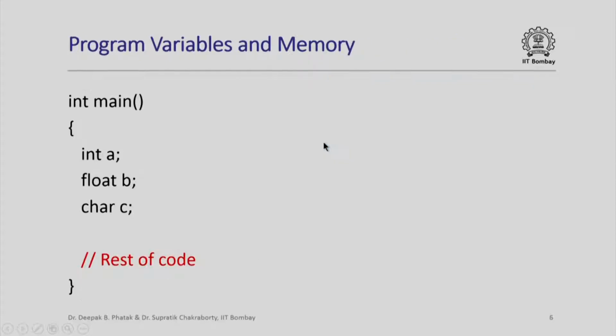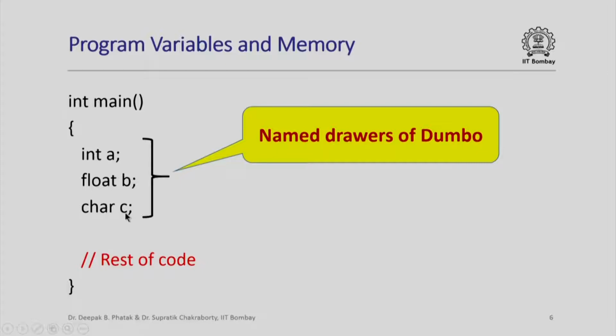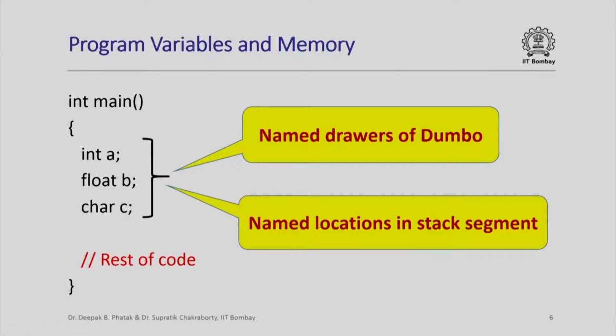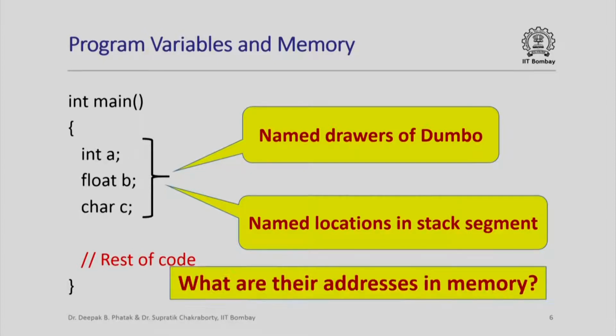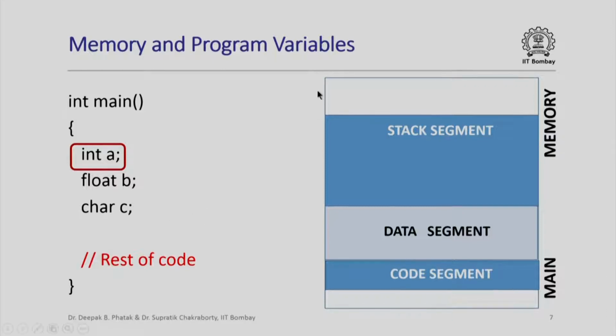Now let us see how this might look like for a simple program. Here is a simple C++ program, and I am just focusing on the declarations over here. These 3 named variables are like the named drawers of Dumbo, or you can think of them as named locations in the stack segment. One might ask, what are the addresses of the memory locations corresponding to these 3 variables in the stack segment? Well, this is how the picture of main memory for this program might look like. This is the stack segment where all the local variables of every function are going to be allocated.